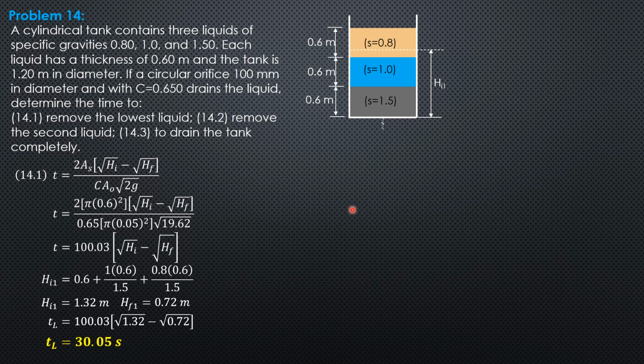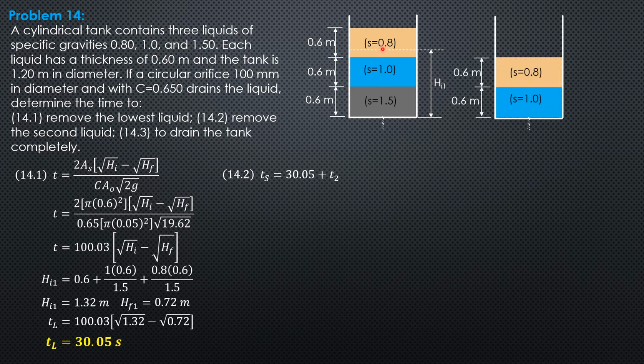Then for the time to remove the second liquid, we cannot remove the second liquid by itself because the orifice is on the bottom. So therefore, it is equal to 30.05 plus time to remove the second liquid. In the second situation, the second liquid and the uppermost liquid are left. So this time, we convert the uppermost liquid into the second liquid, and that is, we have 0.6 plus 0.8 times 0.6 divided by 1 this time because the specific gravity of the second liquid is 1.